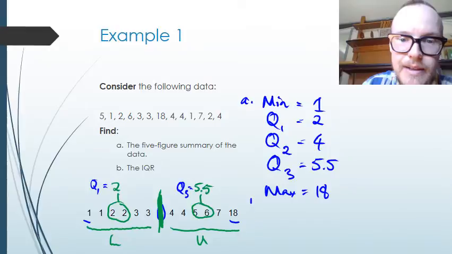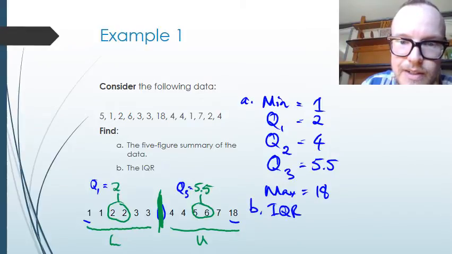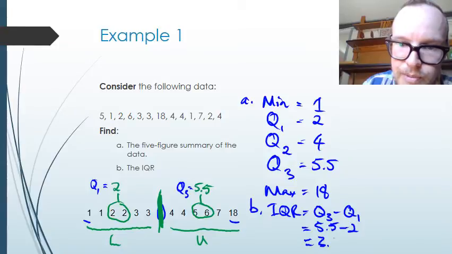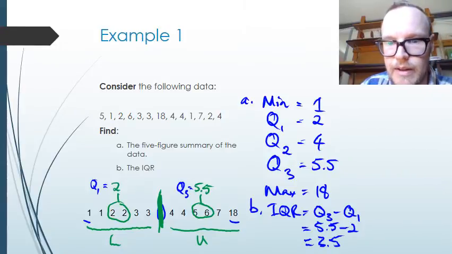If we answer B here, our interquartile range, IQR, is equal to Q3 minus Q1, so the difference between those, which is 5.5 minus 2, so our interquartile range is 3.5 there, 3.5.